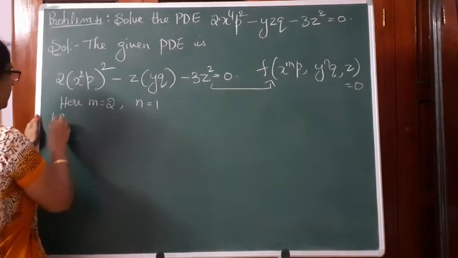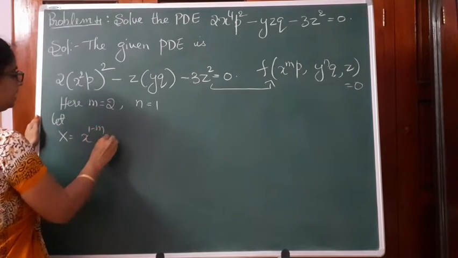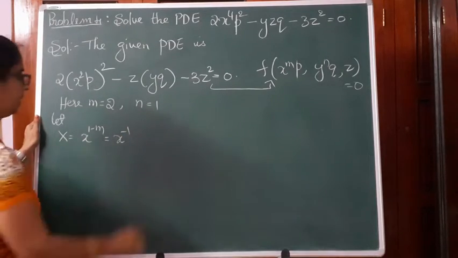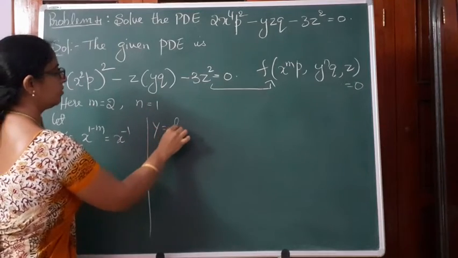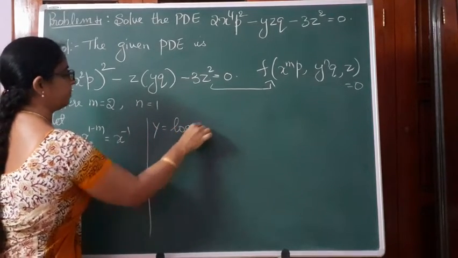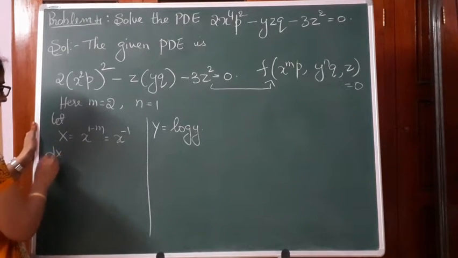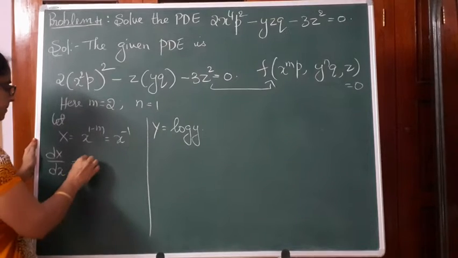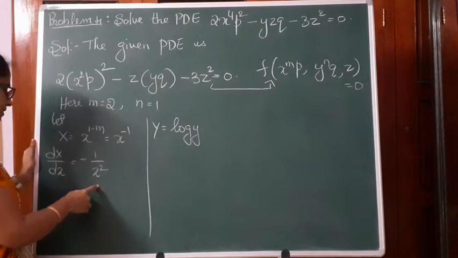Capital X and capital Y. Capital X we take as x^(1 minus m), that is x^(1 minus 2), that is x^(-1). And for capital Y, because n is equal to 1, we take capital Y equals log y. And check what is dX by dx. dX by dx is minus 1 by x square. Derivative of 1 by x is minus 1 by x square.